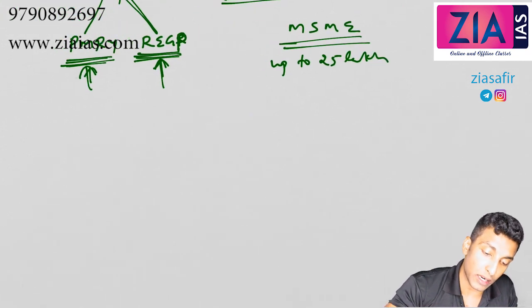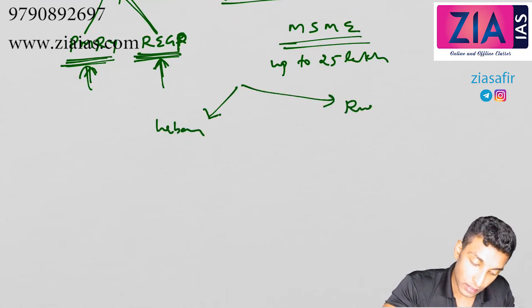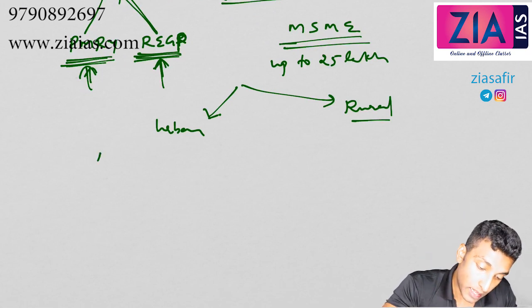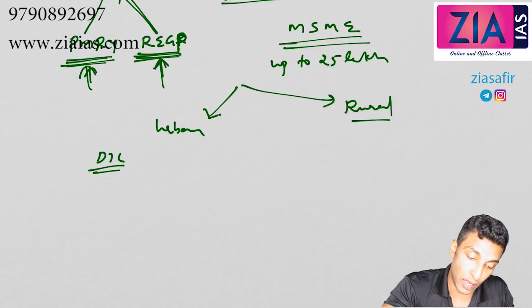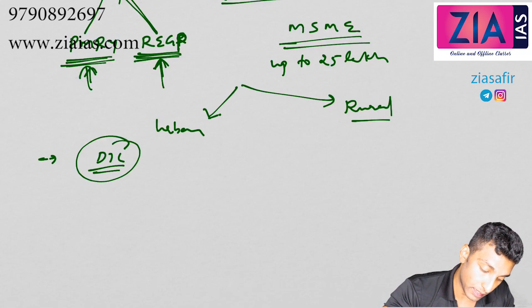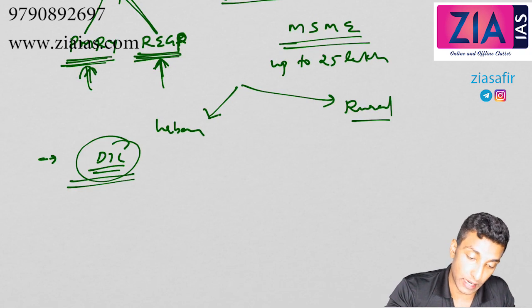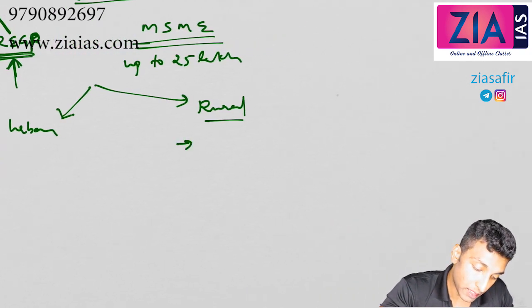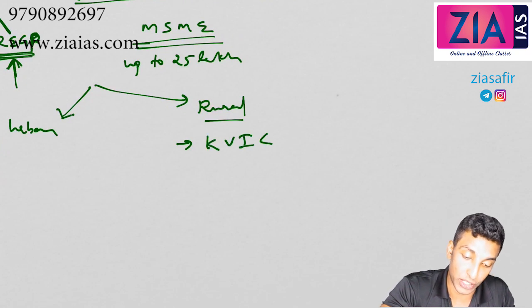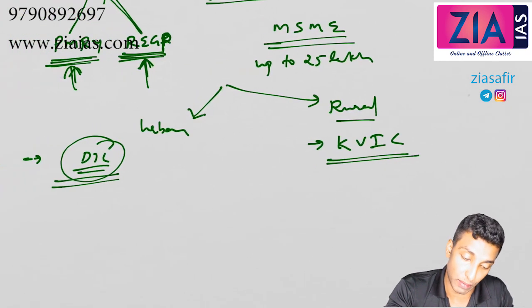Here also two components are there, an urban component and a rural one, which we will discuss separately. In case of urban, who is implementing this? DIC, District Industrial Centers. So training, assistance, etc. will be provided by the District Industrial Center. In case of rural, the implementation is by Khadi and Village Industries Commission. I hope you can write it down completely.